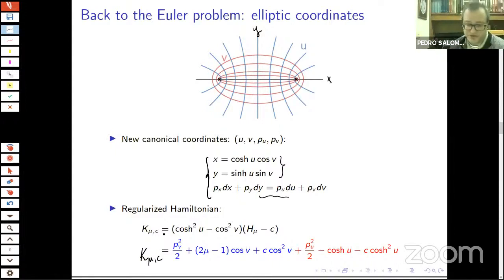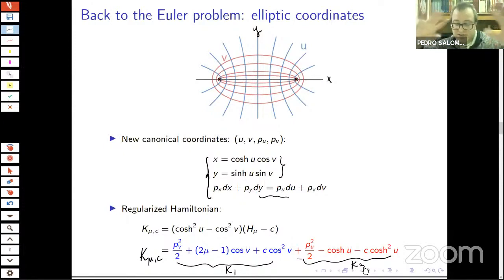which decouples. Now you can see it as the sum of two Hamiltonians, here let's say K1, and here another K2, which are Hamiltonians of one degree of freedom. So it's much simpler when you use these coordinates. The Hamiltonian decouples, and so you have two systems that work independently of each other, that describe completely the dynamics. And this system of coordinates not only gives a nice form for the equations, but it also regularizes collisions.